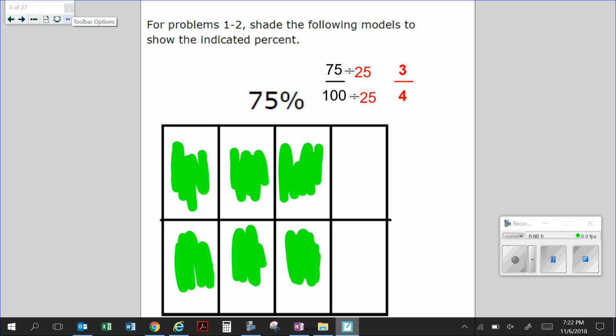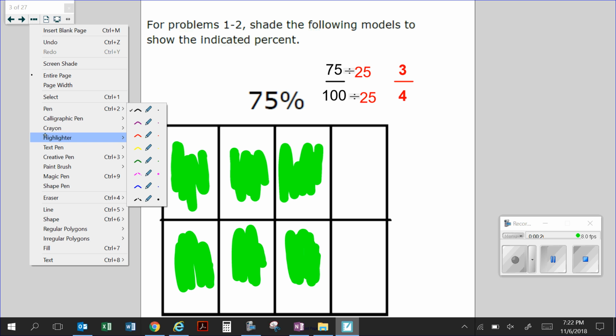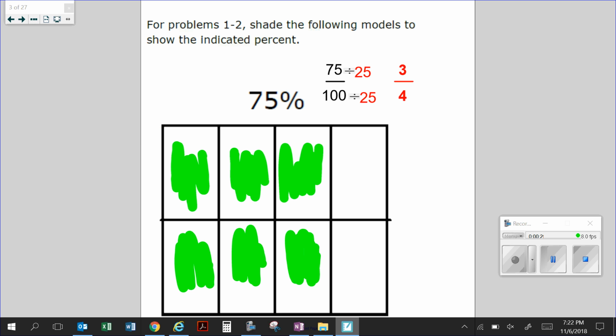So, why did I shade in 6 of the 8? Let's think about it. Let me get my pen ready. The reason why I shaded 6 out of 8 is because you can divide it by 2, divide it by 2, and get 3/4. And to build it to a percent out of 100, you multiply by 25, multiply by 25, and you get 75/100 or 75%. That's why I shaded 6 out of 8.